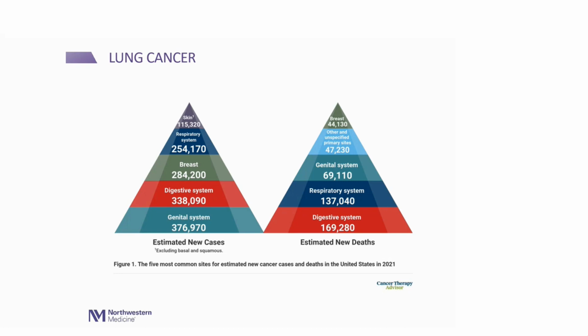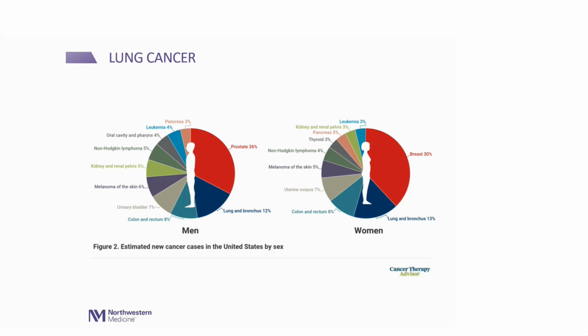You can see that in terms of estimated new cases, which is the incidence of cancer overall, all comers, if you're looking at this pyramid here, you have the GU system, genital system, digestive, GI cancers, breast, respiratory, skin. In terms of what contributes to death, the GI, gastrointestinal, seem to be more fatal than respiratory, and then the other ascending order of that.